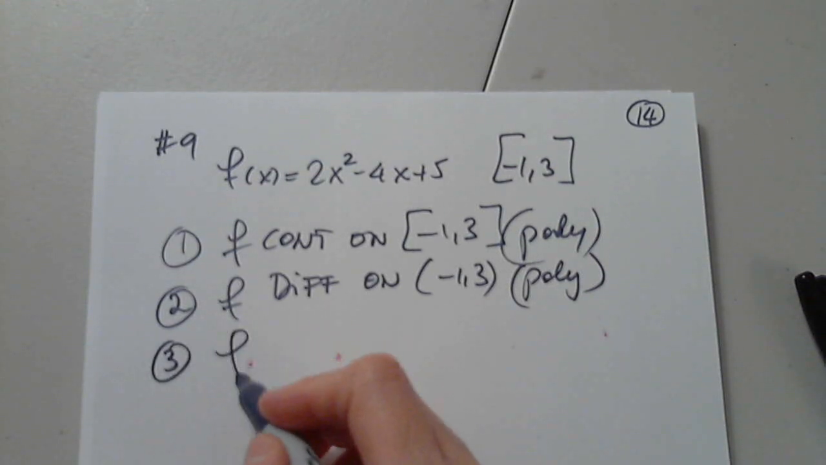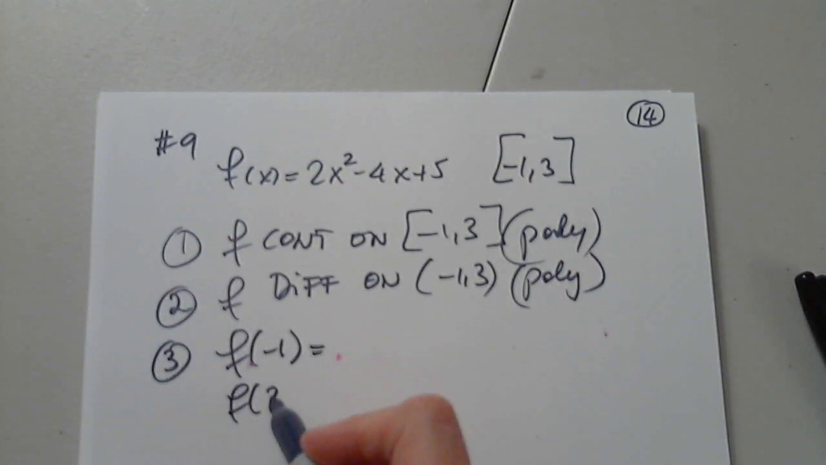Number 3, f of -1 and f of 3. I don't know what that equals to, but very simple. I'll punch in the function in the graphing calculator. As you know, I like it. So I have 2x squared minus 4x plus 5. Why do I do this? Because it's so much easier to plug in 2 values and not have to do the same thing twice. Okay, good.